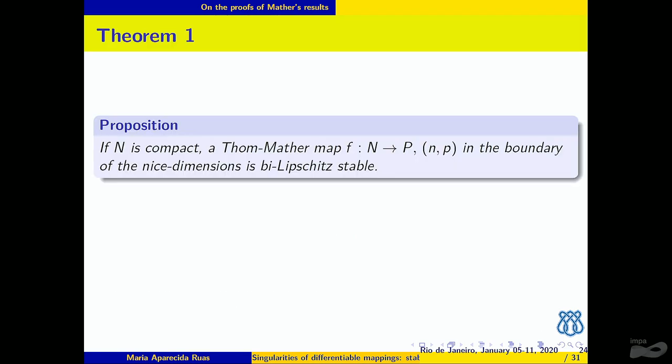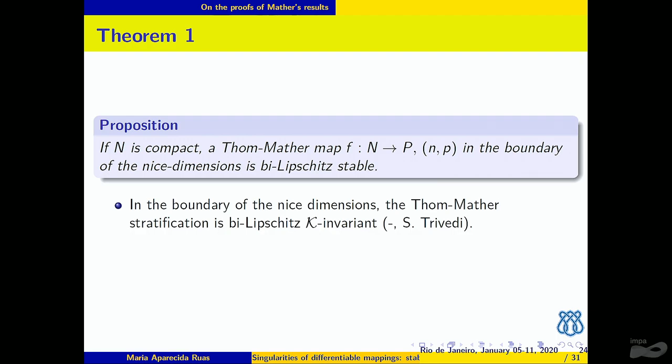So to complete the result, we have to prove that this one-parameter moduli family is Lipschitz trivial. The last point of the proof is to prove that these families are Lipschitz trivial, right? I know already they are topologically trivial, and we have to prove that they are Lipschitz trivial. So we complete the proof of Theorem 1 with this proposition: if N is compact, a Thom map F from N to P, (n,p) in the boundary of the nice dimensions, is bi-Lipschitz stable. So take any map transverse to the Thom stratification; it's topologically stable, and I know that either it is stable, or it is equivalent to this family. And for this family, I explicitly prove that it is Lipschitz trivial.